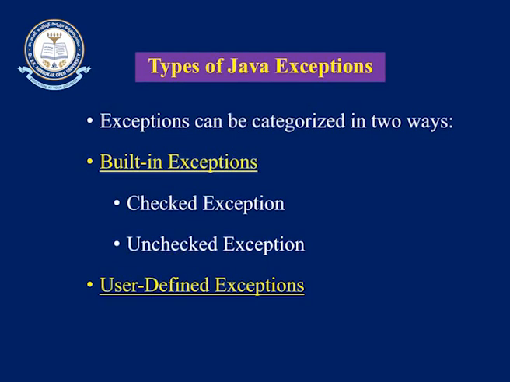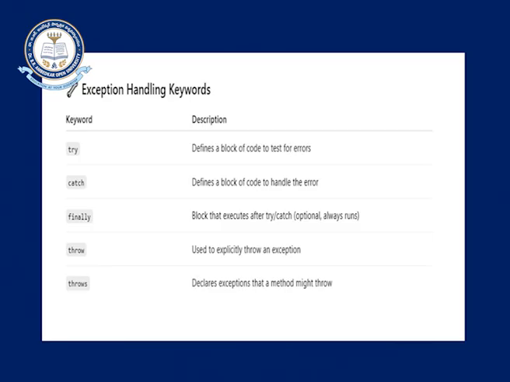How can we handle the exceptions? Till now we discussed what is an exception, what is an error, and what exceptions there are: checked exceptions, unchecked exceptions, built-in exceptions, user defined exceptions. These are the kinds of exceptions and how they occur in your Java program. Now we will discuss how we can find and handle those exceptions. We have some keywords in Java to handle exceptions: try, catch, finally, throw, throws. Using these keywords you can handle exceptions in Java.